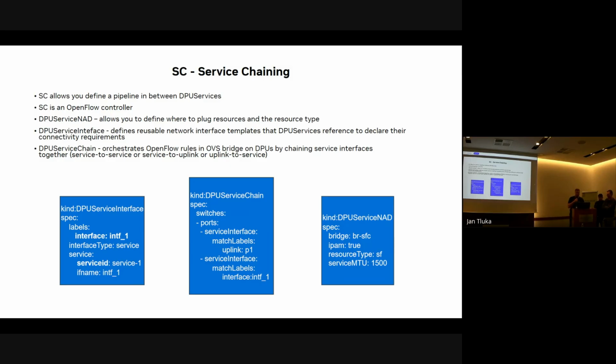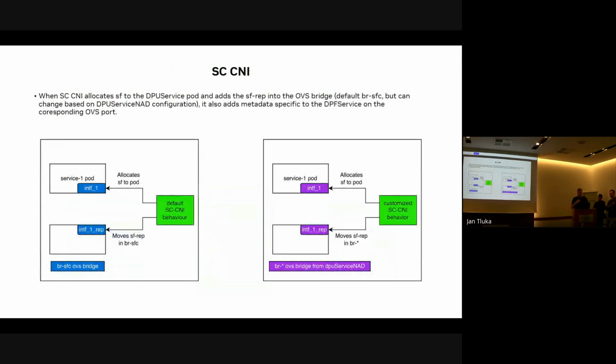And then we have the port abstraction that says who can talk to who. And this is the DPU service chain. Basically, we define switches, and on those switches we define ports which can talk in between each other. So this allows us to define service to service, or service to uplink, uplink to service kind of scenarios on the DPU side.